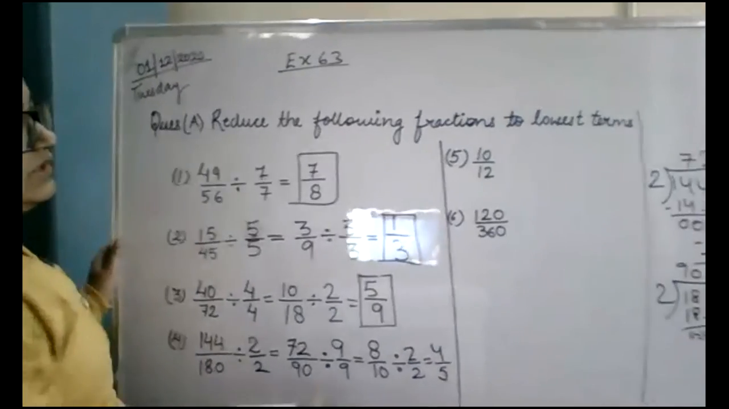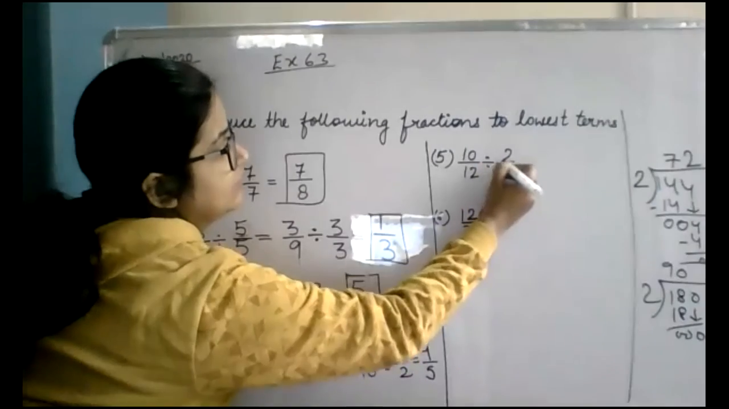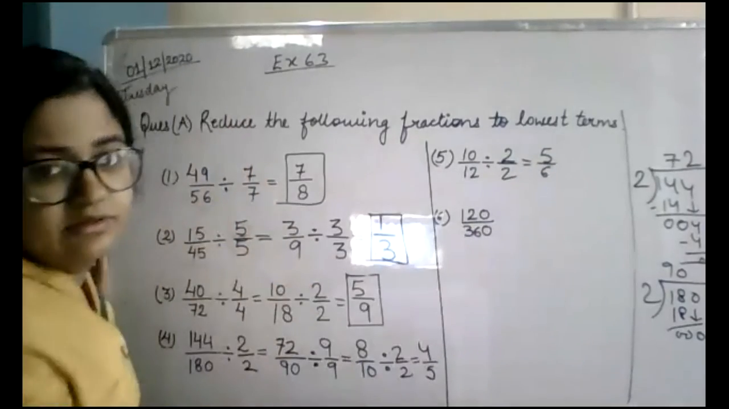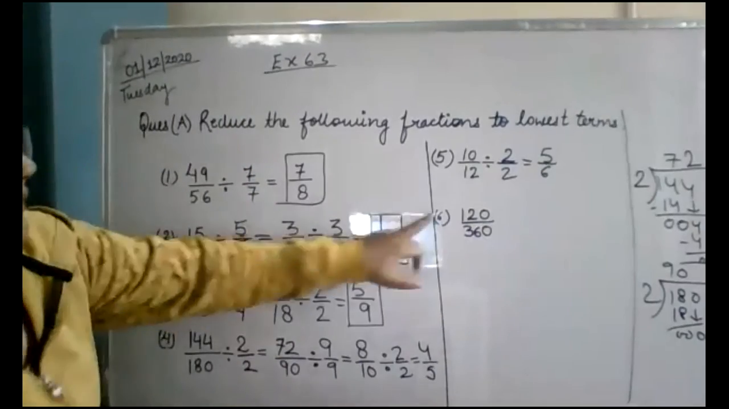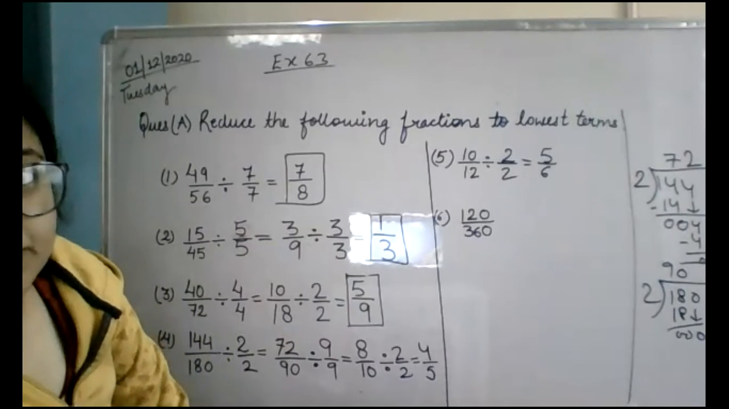Okay, now this one is easy. 10 and 12. Both of them are coming in the table of what? 2. 2 5s are 10, 2 6s are 12. This is the only answer. It is very easy. Okay, 120 and 360. This is also very easy. In which table are both of them coming?